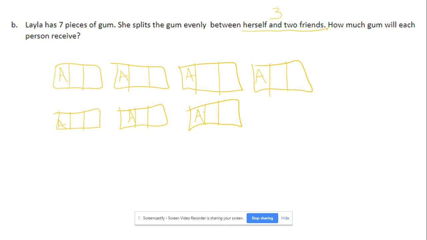There we go. So that means out of this whole, person A is getting 1/3. Out of this whole, now she has 2/3. Here, she now has 3/3 or 1 whole. Now she has 4/3, 5/3, 6/3, 7/3. So she had 7 pieces of gum. She's splitting that between 3 people. That means each person is going to get 7/3, or let's see, we have 1, 2, 3/3 equals 1 whole.